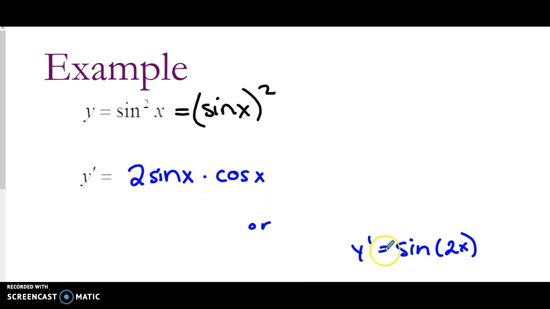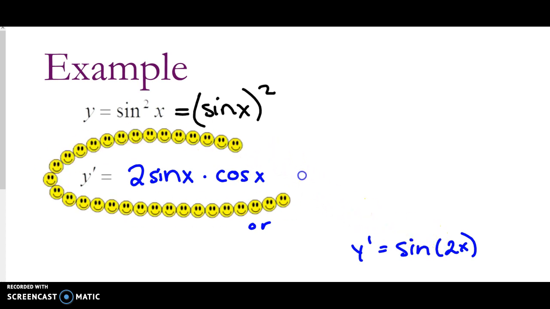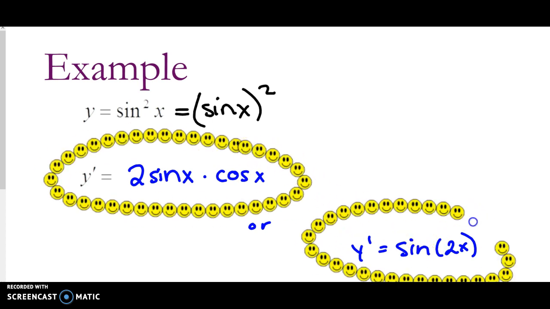So hopefully you got one of these two answers here. So I bring the exponent in front first, reduce the exponent by 1, so technically this is sine of x to the first, times the derivative of the inside, which is cosine of x. Or maybe you're like, hey, that looks familiar. That's the double angle identity, and you rewrote it as sine of 2x. Either one of these would be totally acceptable. Yay!